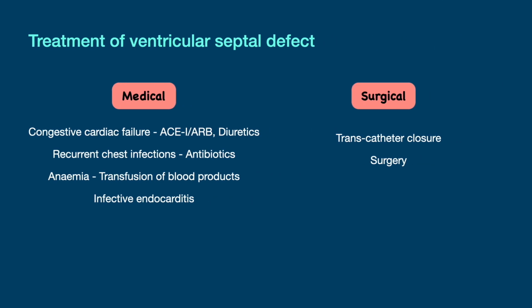The management of ventricular septal defect can be seen from the perspective of medical and surgical basis. Medical management in the treatment of ventricular septal defect is aimed at managing congestive cardiac failure, treating recurrent chest infections, adequate transfusion of blood products for anemia, and treatment of infective endocarditis if present. Surgery is done if there is a large left to right shunt, heart failure occurs in infancy, or there is associated pulmonary stenosis. It can be closed with a patch as early as a few months after birth. For muscular defects in older children, catheter closure can be done.